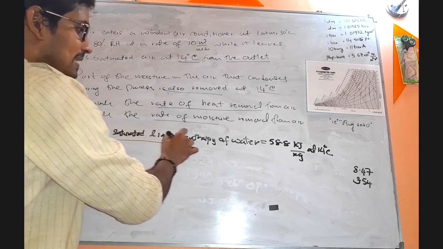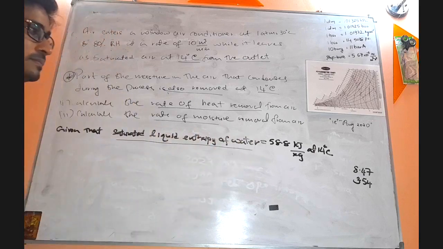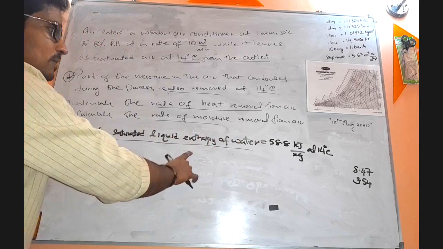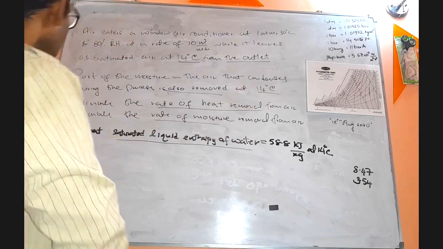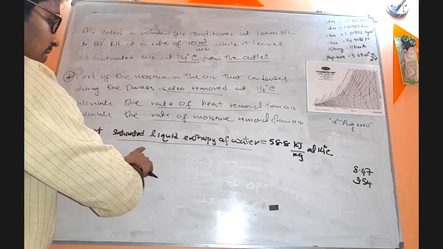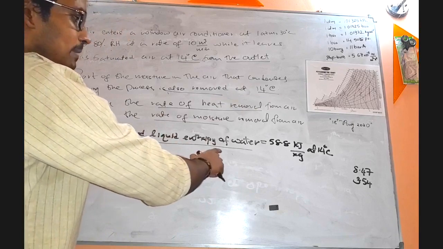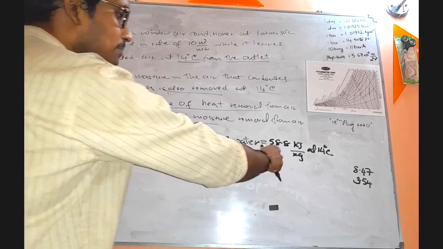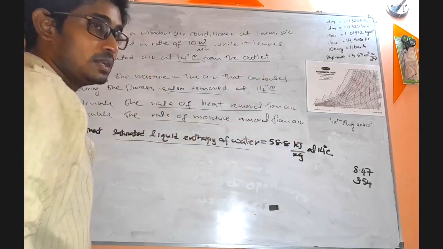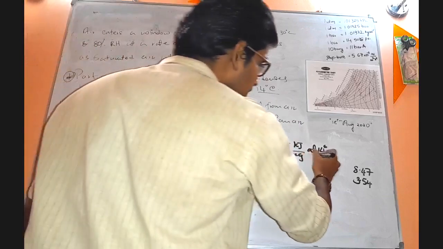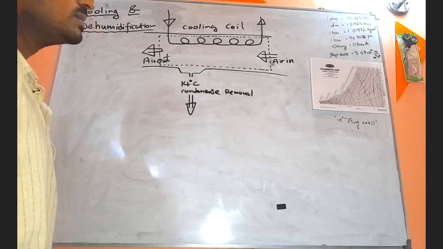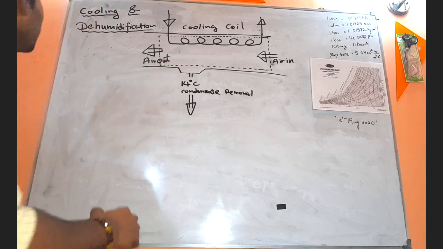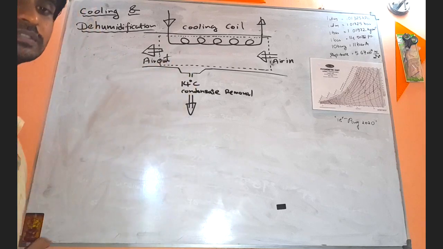the saturated liquid enthalpy of water. This you cannot find from the psychrometric chart. What is it? The saturated liquid enthalpy of water is 58.8 kilojoules per kilogram at 14 degrees Celsius. Now this question is based upon the concept of cooling and dehumidification.